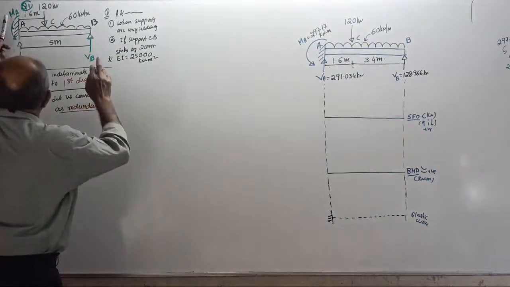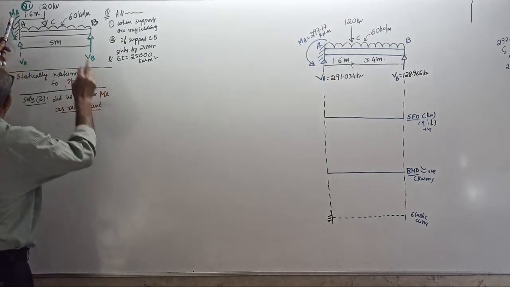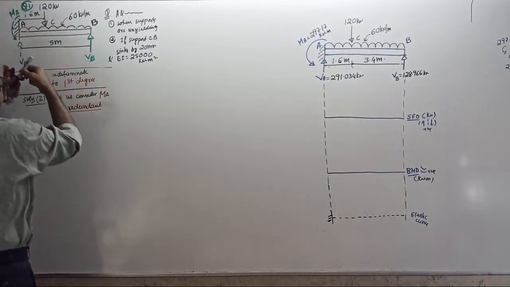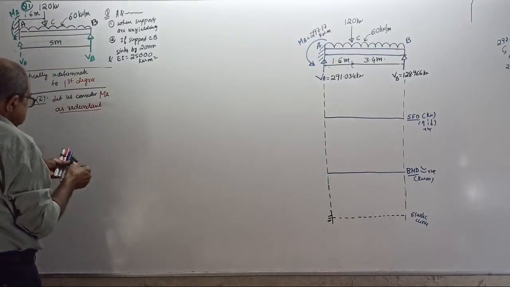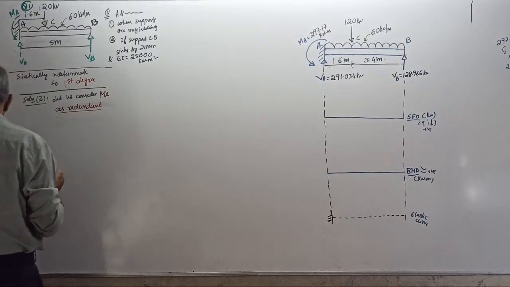Now, the second solution, I am discussing MA as redundant. See, this MA, I will take as redundant. I will put a color. Color already put there. You can see the color.